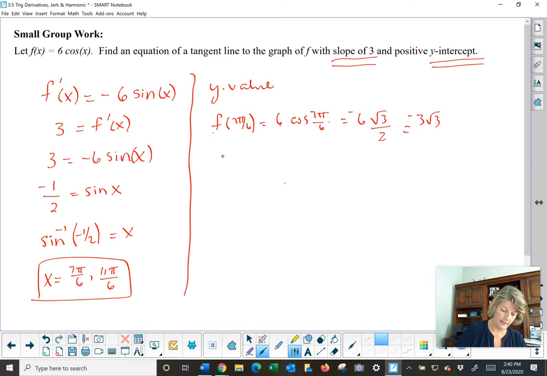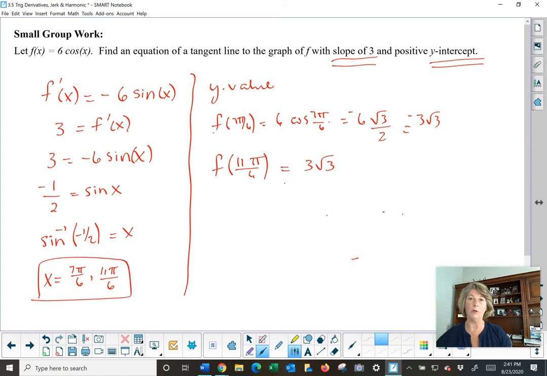Then, what if it were 11 pi over 6? If it were 11 pi over 6, we would have positive 3 root 3 because we'd be in quadrant 4, right? And that is an ordered pair.